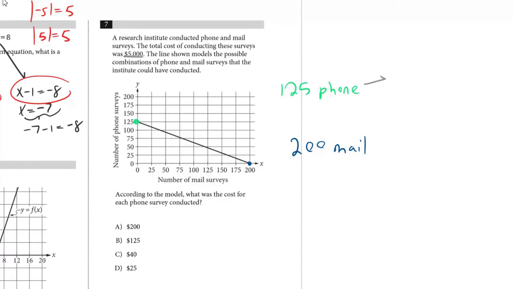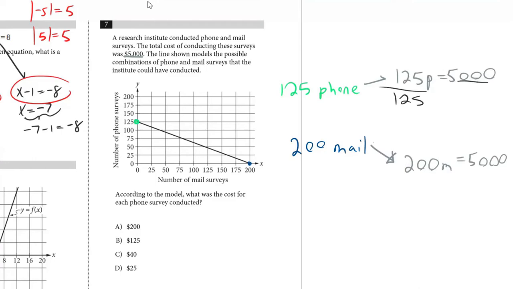So in this one, we can say, well, if I had 125 of something, let's call it P for phone surveys, and that equals 5,000. So using that, we could find the cost of one phone survey. And that's what we're going to actually do. But just looking at this one, 200 mail surveys would have cost the same amount. So we could have also found the cost of one mail survey. But let's go ahead and calculate this out.